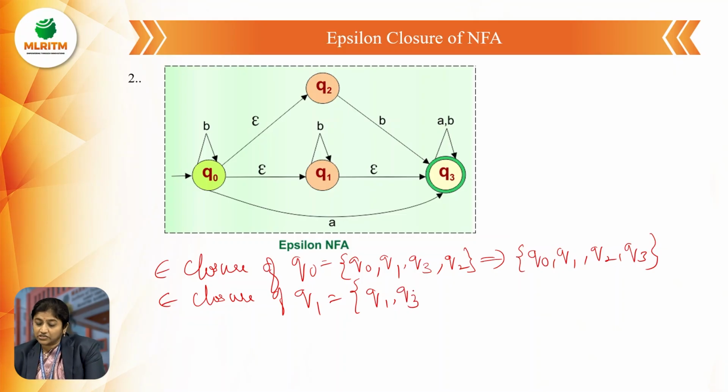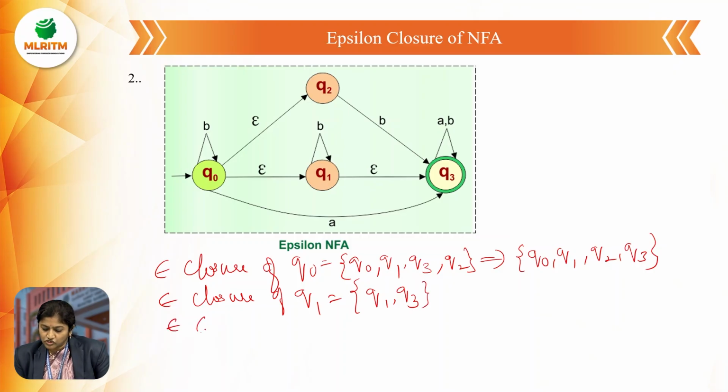Next, is there any other transition from Q1 with the epsilon symbol? No. Wait. So Q1 to Q3. Okay, see here, only Q1 and Q3 are there. Is there any other epsilon connected from Q1? No. So only Q1 and Q3.